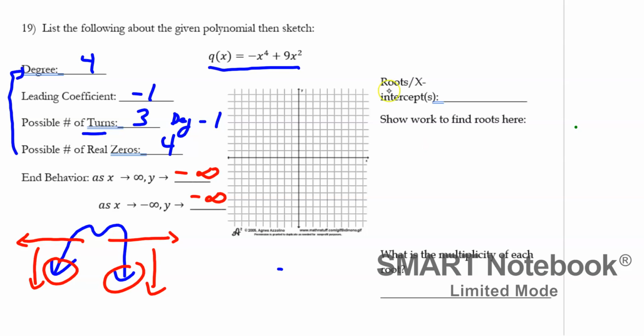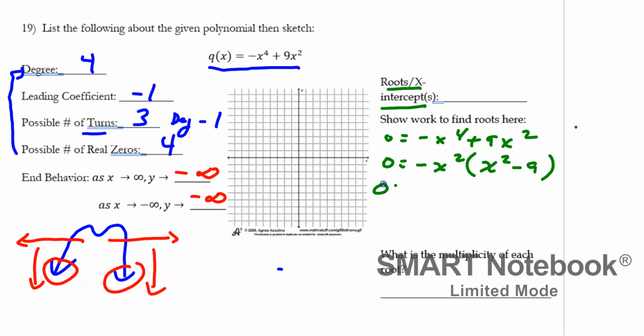So over here, if I'd like to find my roots or my x-intercepts, I need to set y equal to 0. So 0 equals negative x to the fourth plus 9x squared. I'm going to take a little GCF out here. I'm going to take out a negative x squared, might as well get rid of the negative issue. If I do that and divide that out, I am left with x squared. 9x squared divided by negative x squared is negative 9. If I continue to factor this, this is going to be x plus 3, x minus 3.